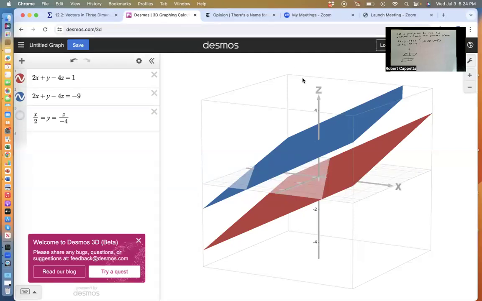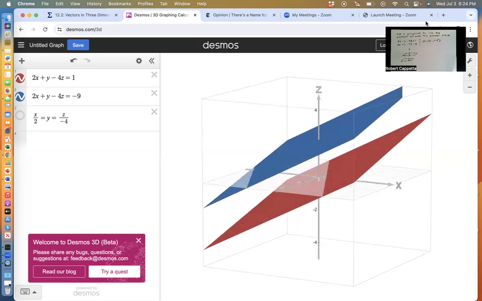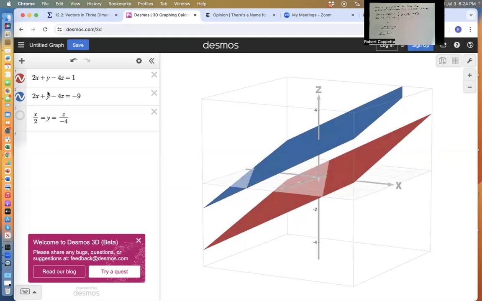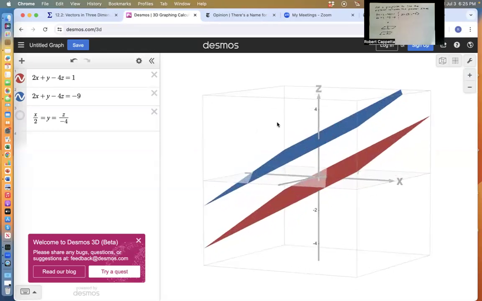So here we can see the two planes that we put together using Desmos. 2x plus y minus 4z is 1, and 2x plus y minus 4z is negative 9. And the question is, what is the distance? Now, if we would just go down the z-axis, that is not the shortest distance. We need to think about what that shortest distance would be.